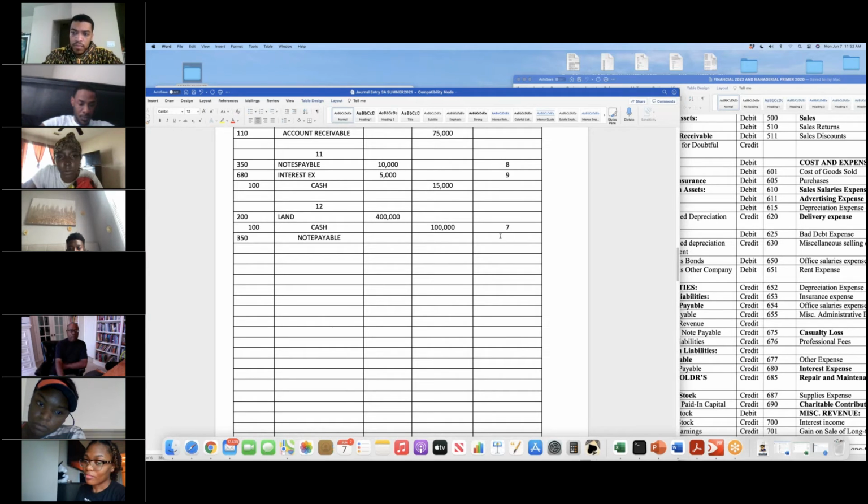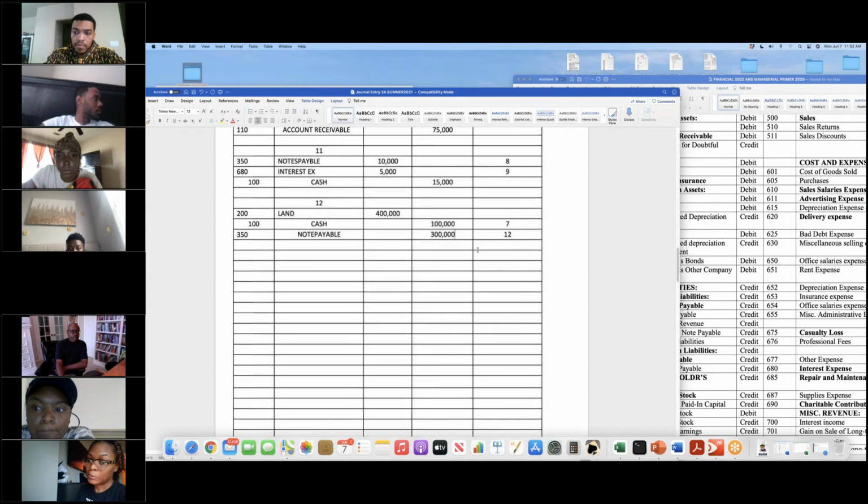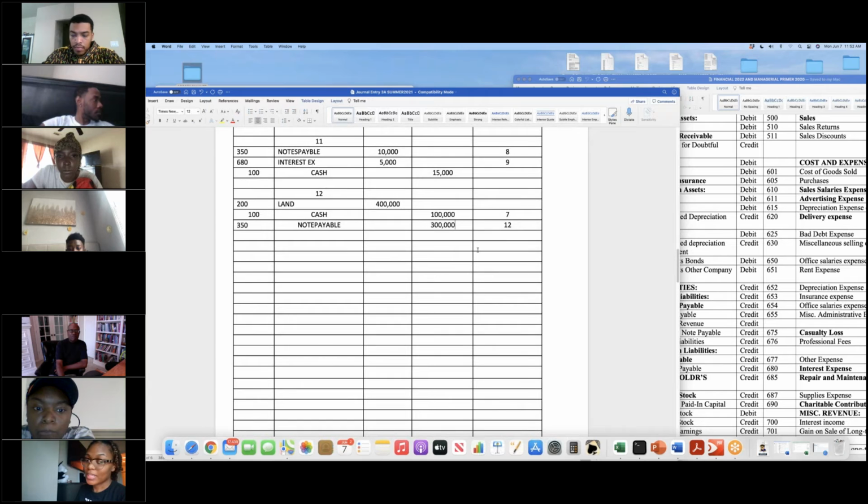So two things happening. We buy the land for 400. We're paying 100 in cash, type 12, 300. We're borrowing a note to pay for it. So we create a liability. Post these? Yes.